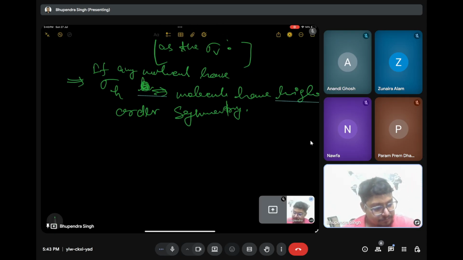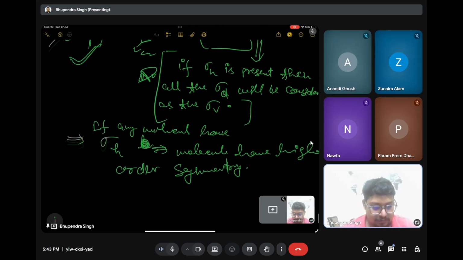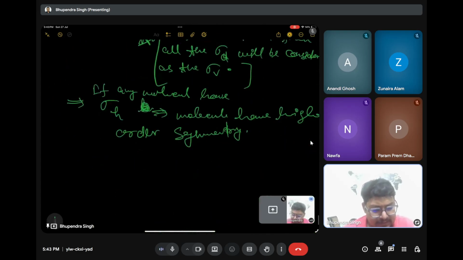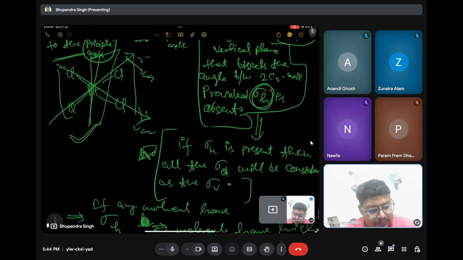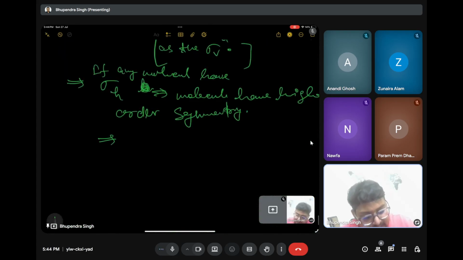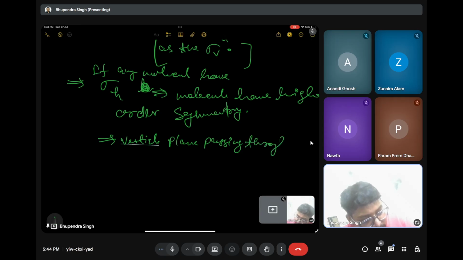Anyway, so let's say in that case also, here is the dihedral plane. One more condition is here for the dihedral plane: the vertical planes passing through the maximum number of atoms.